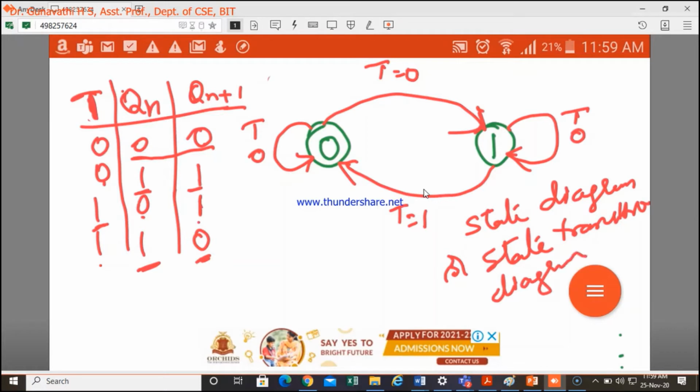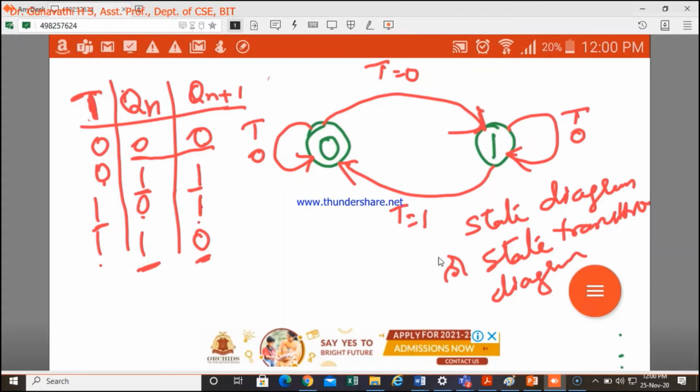So you can get a question like state diagram or state transition diagram. For any of the questions, this is the only answer. Now you know truth table, you know characteristic equation, and we have learned what is the state diagram. Now we'll just write the excitation table for this T flip-flop.